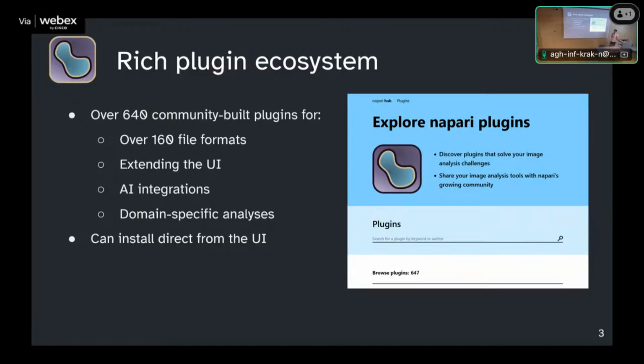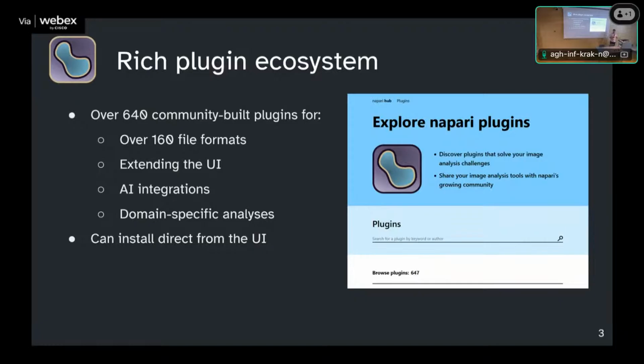Since Napari was originally released to the public in 2019, it now has over 640 community plugins, which I think is a lot. Those plugins can extend what file formats can be read. They can extend the UI, so there are new ways to interact with and annotate your data. Now there are many AI integrations, whether that's deep learning models or people hooking up LLMs to segment your data in natural language. And then there are also many domain-specific analyses.